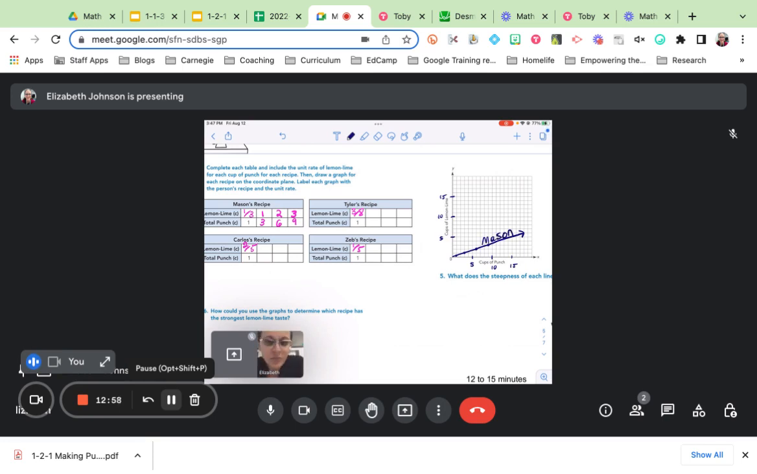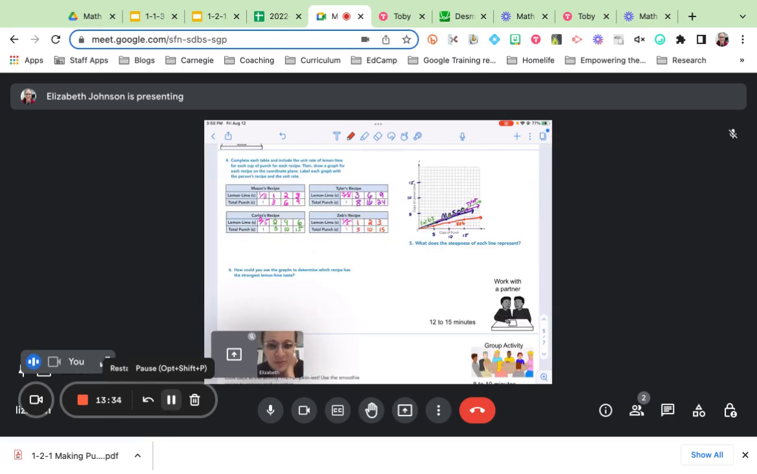So we're going to pause the video here, and you are going to work with a partner for about 15 minutes. Your job is to finish these tables and then to take each table and use it to make a line. So pause the video and do not hit play. Not for at least 15 minutes, because I want you to do some high quality, thoughtful work with your partner by completing these tables and using the tables to generate a line for each recipe that shows how the lemon lime compares to the total amount of punch.